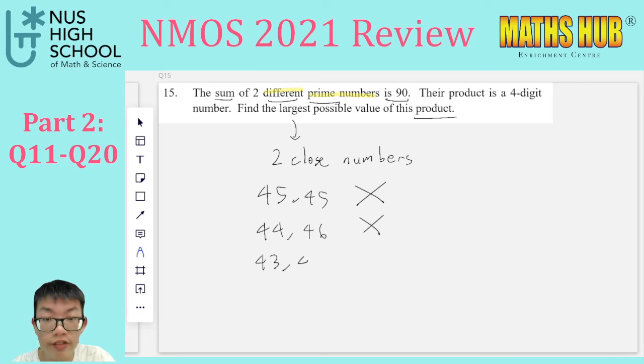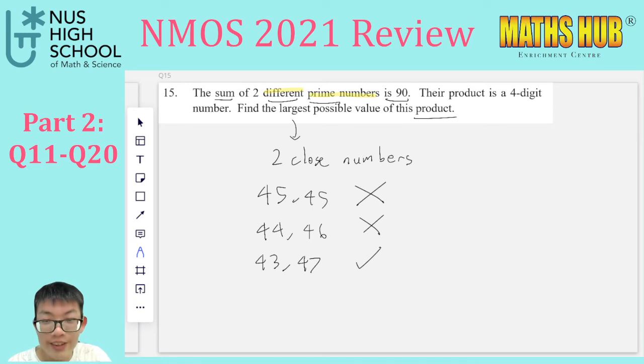43 and 47, however, does work because 43 and 47 can be verified to be prime numbers. Remember that prime numbers are numbers that only have 1 and themselves as a factor. So to check 43, you just make sure that it's not divisible by 2, not divisible by 3, not divisible by 5. So it is definitely a prime number. And so you definitely can say this must be the best because that's the closest they can be.